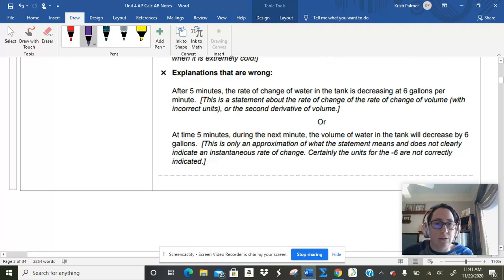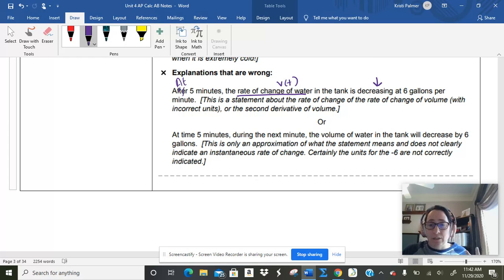These are the wrong ones, sorry. After 5 minutes, which again, I would have preferred "at 5 minutes," the rate of change of the water in the tank is decreasing at 6 gallons per minute. So this is giving you the acceleration. If they said the rate of change of the water is decreasing, do you see that? They're basically saying that the volume is decreasing.